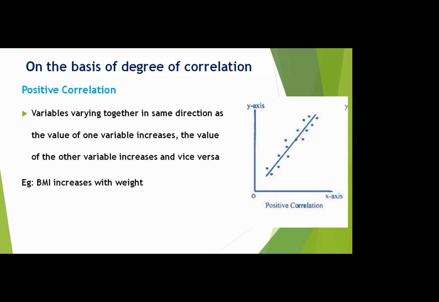If the variables are varying together in the same direction, as the value of one variable increases the value of the other variable also increases, or vice versa, we can say that the relationship between those two variables is a positive correlation, or that those two variables are positively correlated with each other. From this graph, we can observe the x values and the y values. As the value of x increases, the value of y also increases. So this is called a positive correlation.